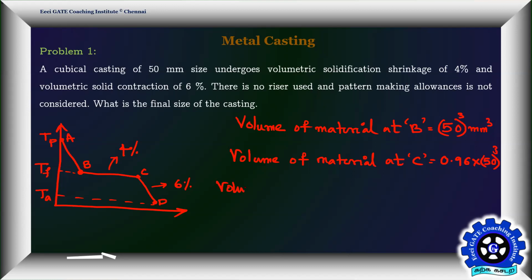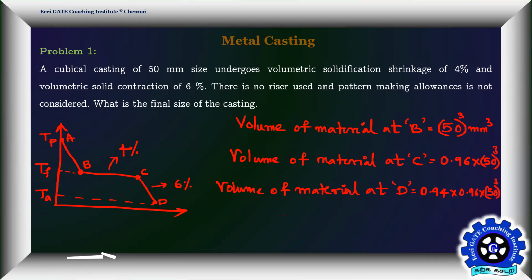Now again, volume of material at D. How much is that? 0.96 into 0.94, into 50, right? Who told this 0.94 and 0.96? Shiva, sir. Good, excellent. Why? Because at point C you have 0.96 into 50 cube. From C you have 6% more shrinkage happening, so from C you are left with 94%. So 94% is 0.94 into 0.96 into 50 cube.